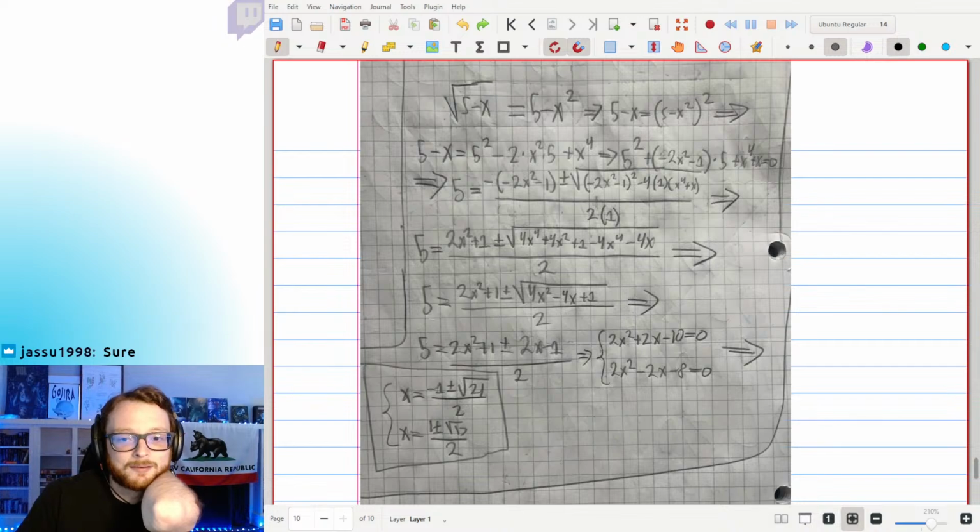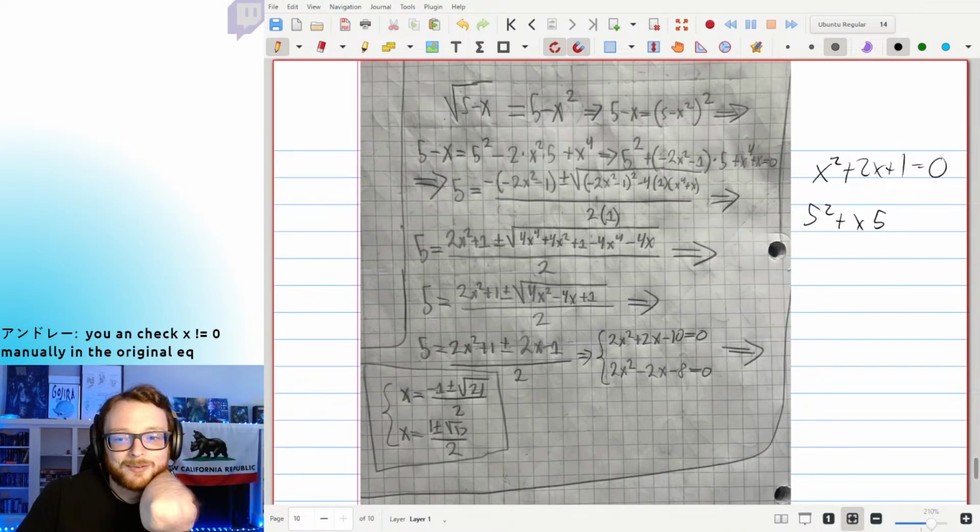Like if you were to write out this is a number squared plus 2 times a number plus 1 equals 0. I guess there's no reason we couldn't do 5 squared plus a number times 5 plus 1 equals 0. There's no difference as far as the math is concerned, I think.